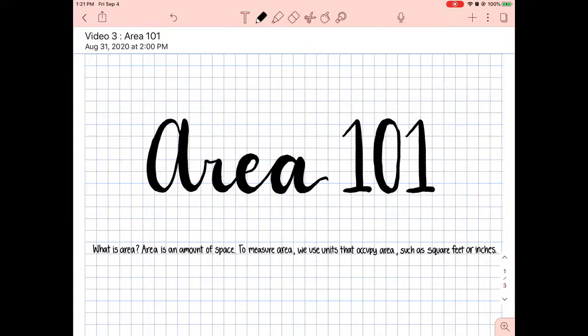Today we will be talking about area and all of the different formulas to find the area of different shapes. To start, what exactly is area? Area is an amount of space. To measure the area, we use units that occupy area, such as square feet or square inches.